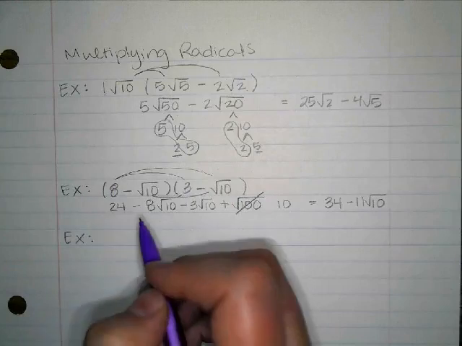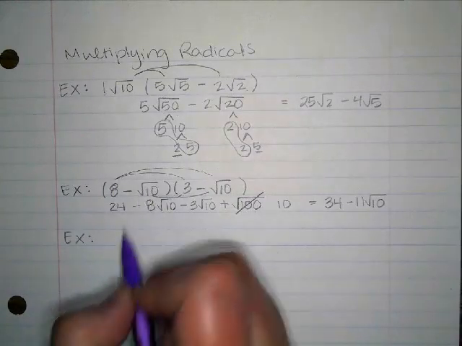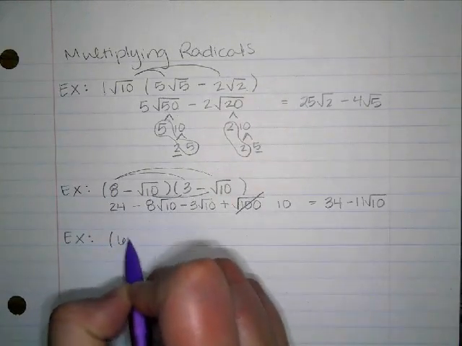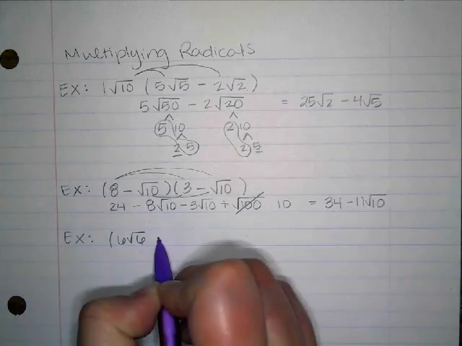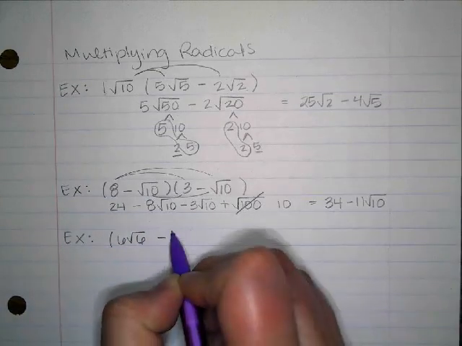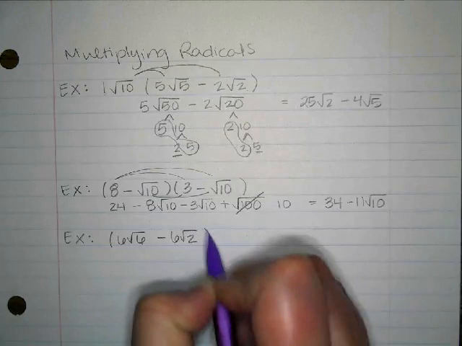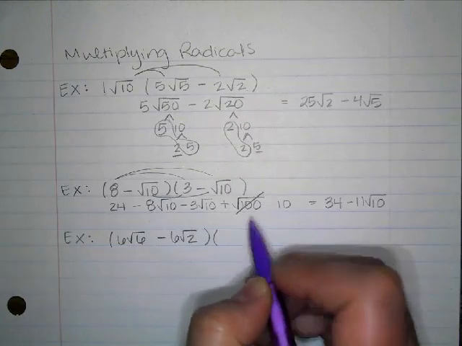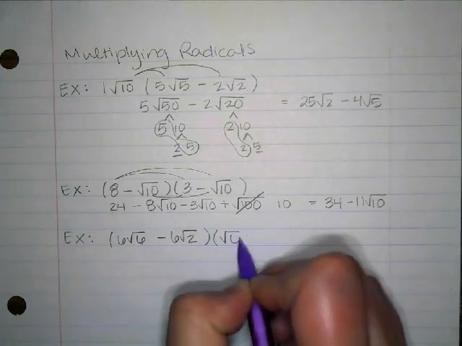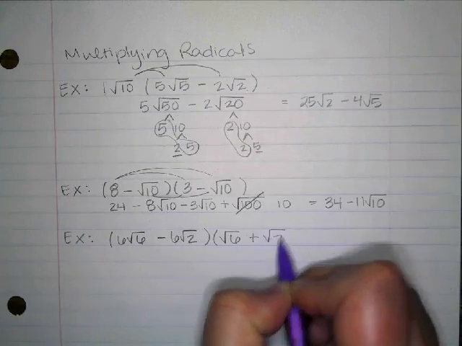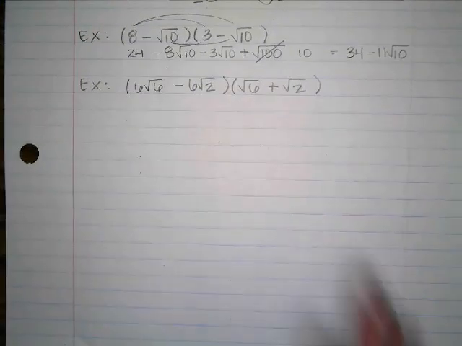Let's do 6 root 6 minus 6 root 2 times root 6 plus root 2. I can already tell this one's going to be a pain with all those 6s and 2s. Okay, what should we do?